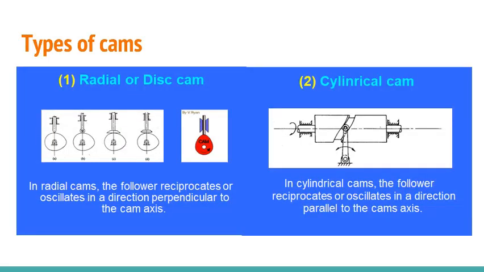The radial cams. In the radial cam, the follower oscillates or reciprocates in the perpendicular axis of the cam. In case of cylindrical cams, the follower reciprocates or oscillates in the direction parallel to the axis of the cam. That is the difference between the radial and cylindrical cams.